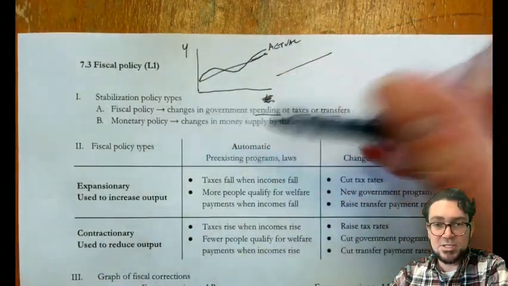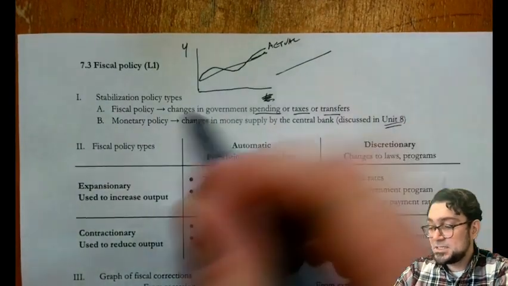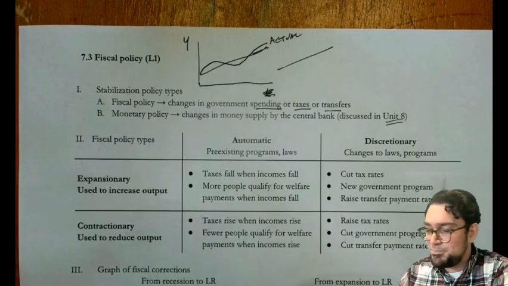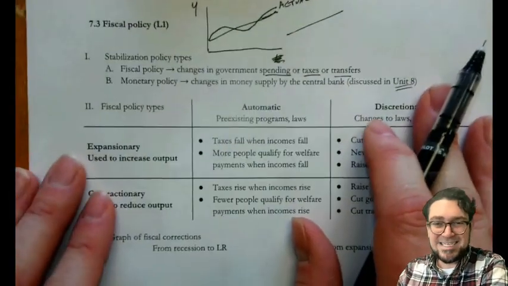Now, the other type of stabilization policy we're going to look at is in Unit 8. It's called monetary policy. So for right now, if you see questions about monetary policy, at least you know that they're wrong. Now, let's talk about the different ways that economists classify fiscal policy.